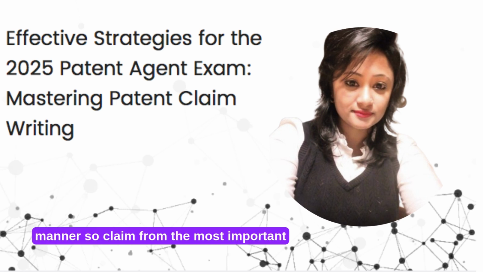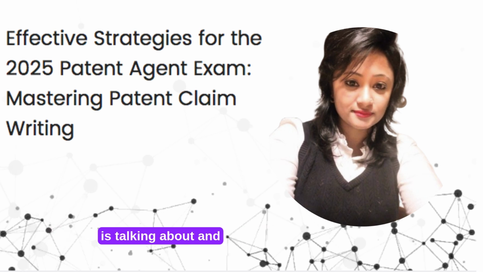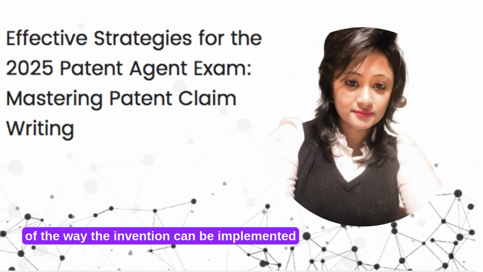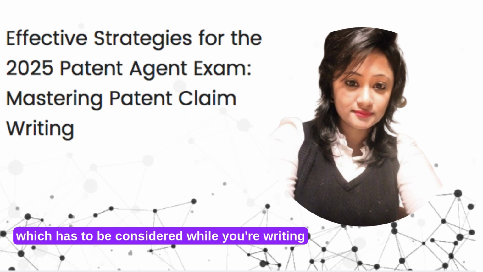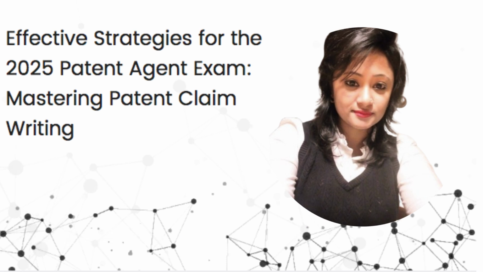Claim is the most important section. In Hindi it is known as dawa. आप दावा करते हैं that your invention is talking about, and your invention is illustrating the important embodiments. Embodiments means the ways the invention can be implemented in one or more ways. So those are the aspects which have to be considered while you're writing a claim.